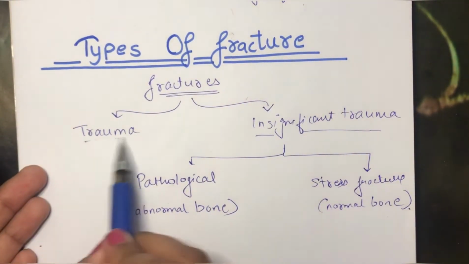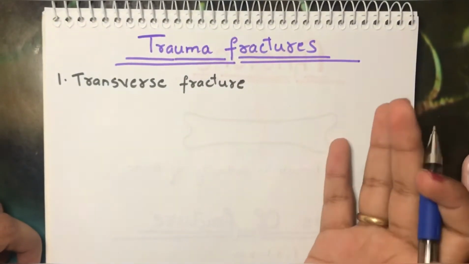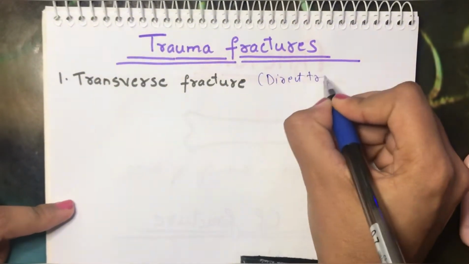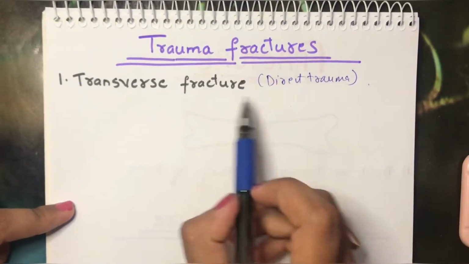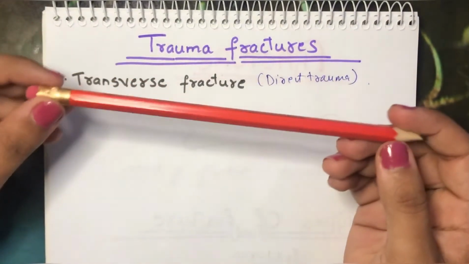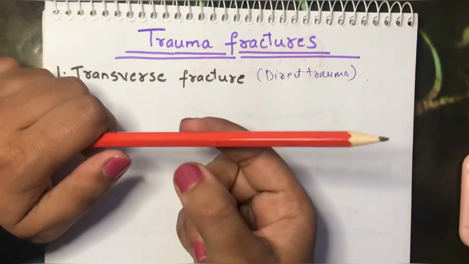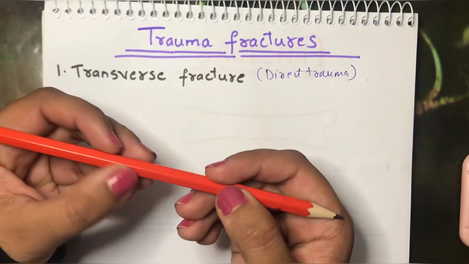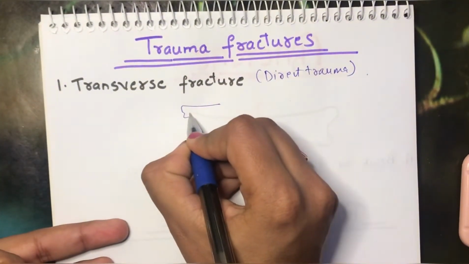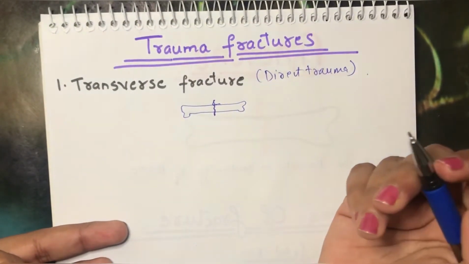Now let's talk about the fractures caused by trauma. The first one is a transverse fracture. This fracture is caused by a direct trauma, and when the force is applied in the opposite direction it causes a transverse fracture. For example, this is the bone. If we apply a force in opposite directions like this, here and here, the fracture caused by this trauma in between is a transverse fracture. For example, this is a bone and this fracture is a type of transverse fracture.